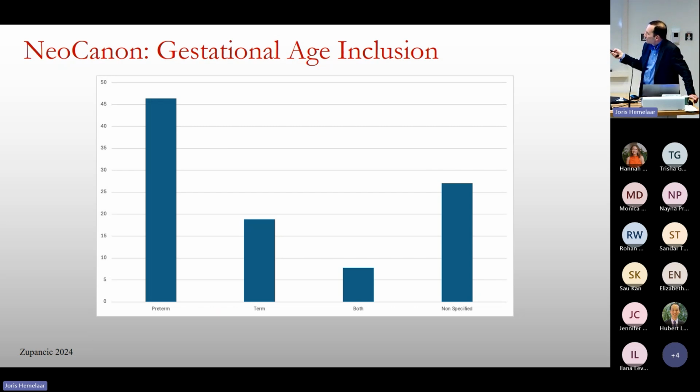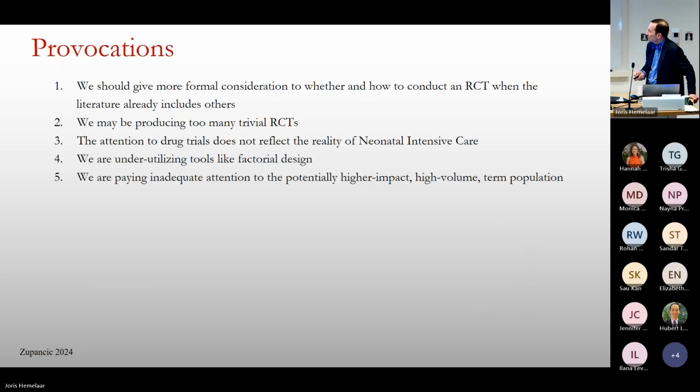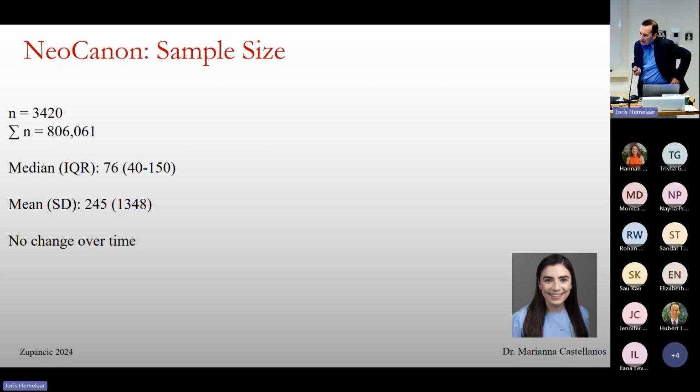As an add-on, I haven't shown it in this chart, but in a sub-analysis, we broke down preterm, and the number in the moderately preterm group is also very small. So the lesson is that these are mostly the smallest babies, probably the highest potential technological impact, but not necessarily the impact that you might be getting if you addressed a high volume population with underlying risk. So are we paying inadequate attention to the potentially higher impact, high volume term population and moderately preterm? What about sample size?